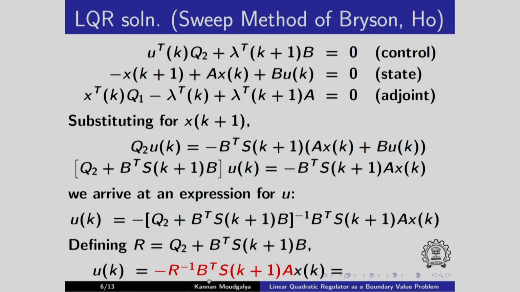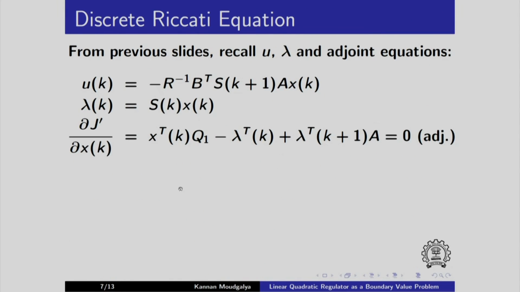This is going to be used again, so I am writing it in red. So this whole thing is R inverse times this B transpose S of k plus 1 A xk, which is what I have got. And what is in red is nothing but the control law, K into xk. So this expression will be used in later slides. Now we will arrive at a discrete Riccati equation. What is this? It will become clear as we proceed.